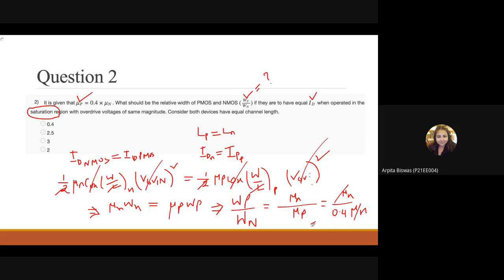So what is the right option here? Option B, 2.5. The right option is option B. Is it clear for all of you? Can we move toward question number 3? Yes, ma'am.